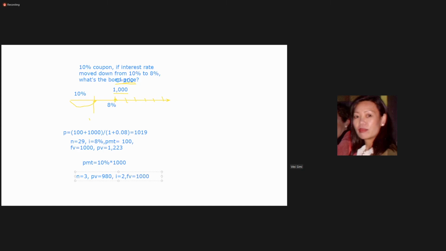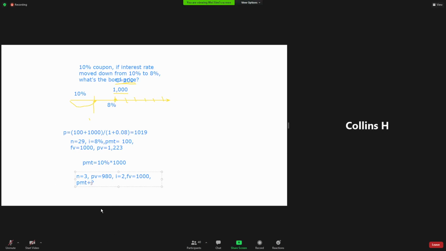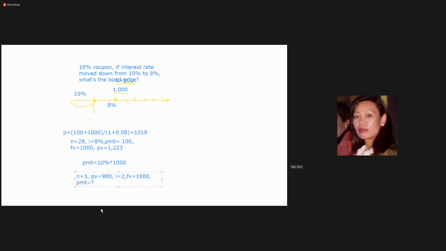So anyway, push the button and you will get it. We have everything, right? The question is, what's the payment, the PMT? The same thing. So PMT equals. Just practice left and right, it will be okay.